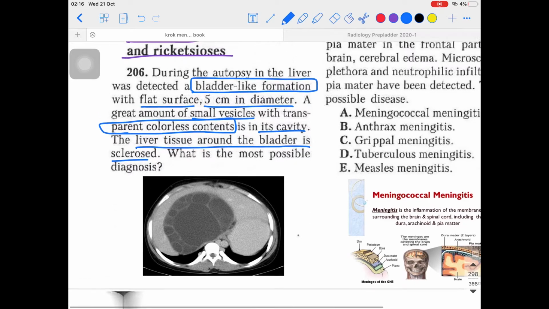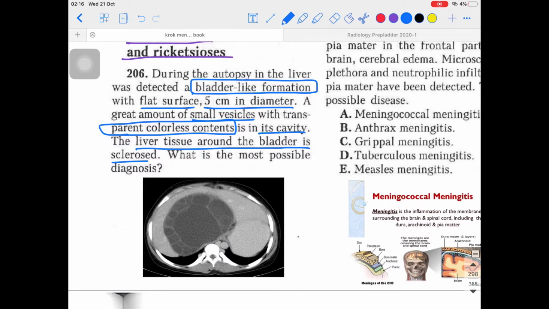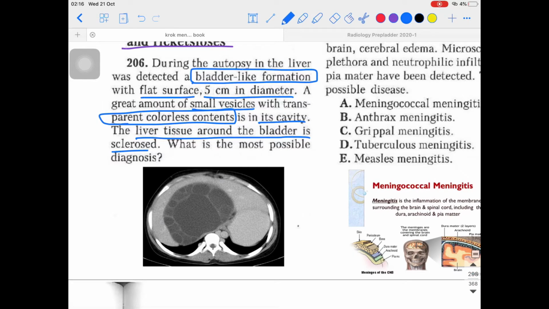If you see the question very carefully, they are talking about the bladder-like formation. Okay, a bladder generally has a smoother appearance and a flatter surface, isn't it? So flat surface, smooth surface. Okay, so 5 cm diameter and small vesicles are there, but remember, the autopsy is going on inside the liver, not in the bladder. In the liver, they are talking about a finding of a urinary bladder-like appearance. And they are talking about the vesicles, small vesicles with transparent colorless contents.